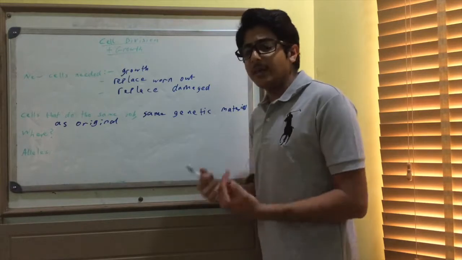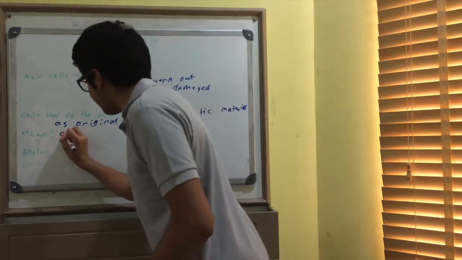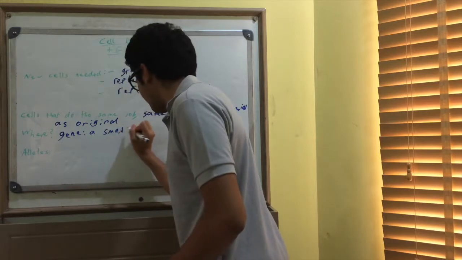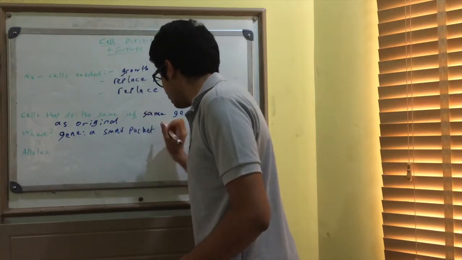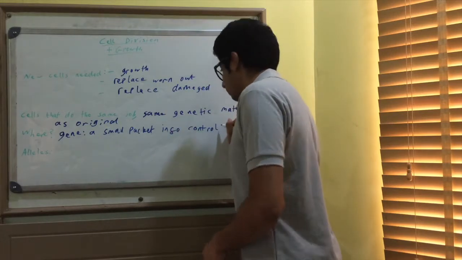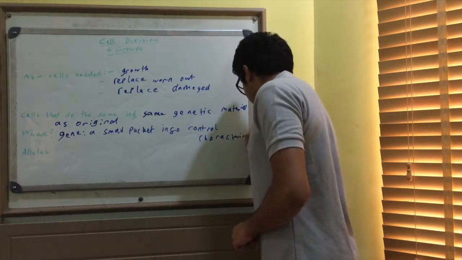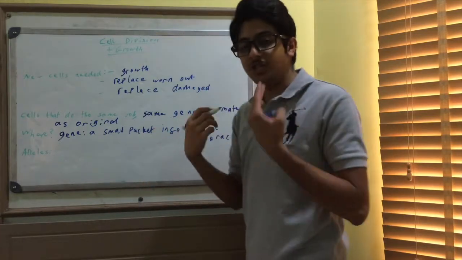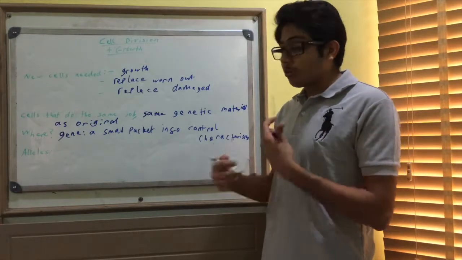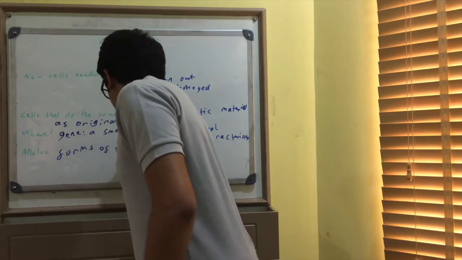Now, where do we find these instructions to make new cells? The instructions for making new cells are found in your genes. And a gene is a small packet of information that controls your characteristics. Now also, we've got alleles. What are alleles? Alleles are different forms of genes. Depending on which allele is dominant and which allele is recessive, that will control your phenotype. So alleles, different forms of genes.